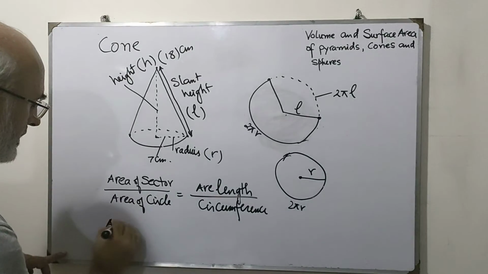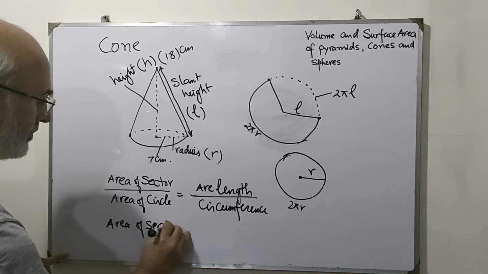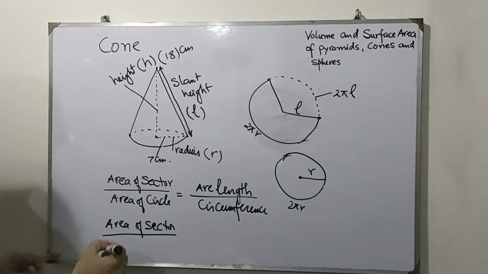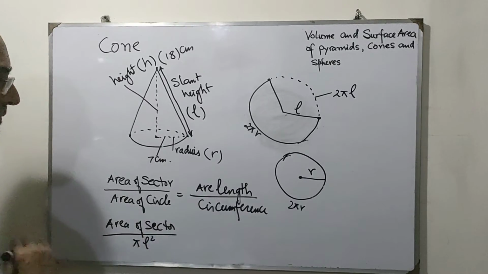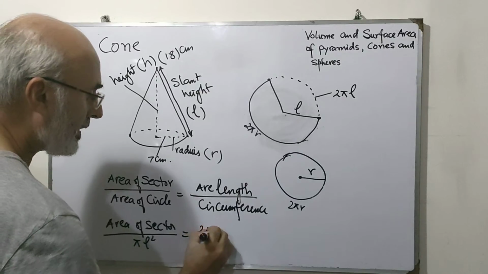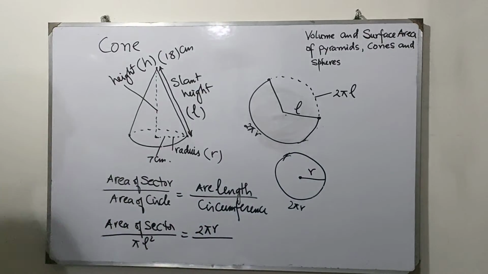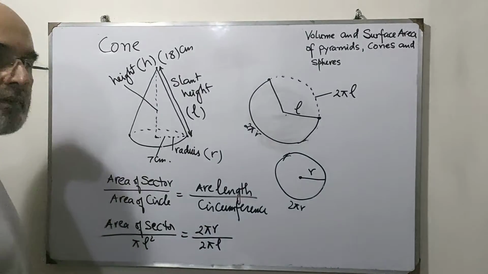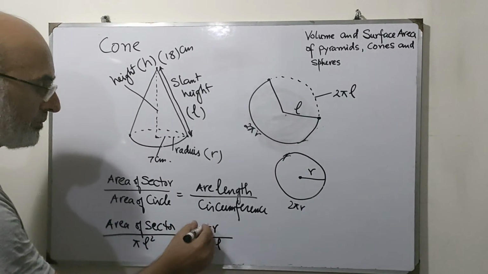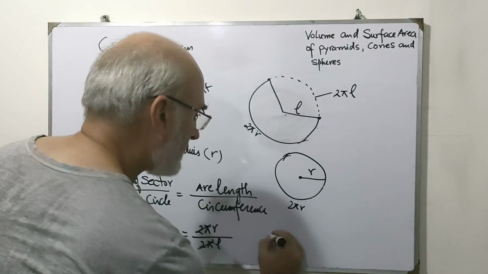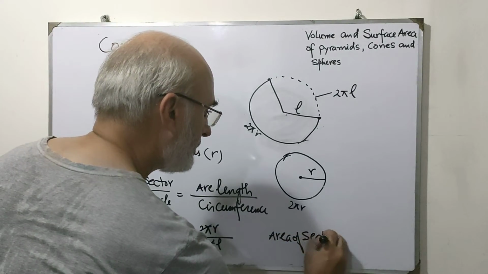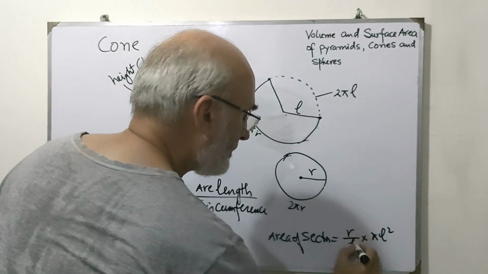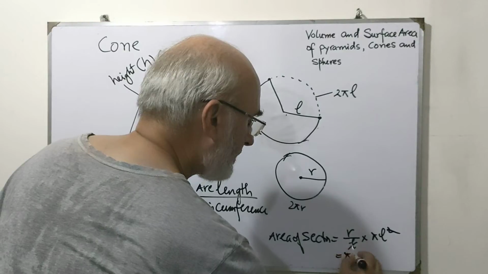So we are calculating the area of a sector. Area of a sector over area of a circle. If this had been a circle, the area would have been pi L square. The arc length we have over here is 2 pi r, over the circumference of this circle, 2 pi L. We can cancel out these 2 pi's, and then the area of the sector is equal to r over L into pi L square. L goes with this, so we have pi r L.